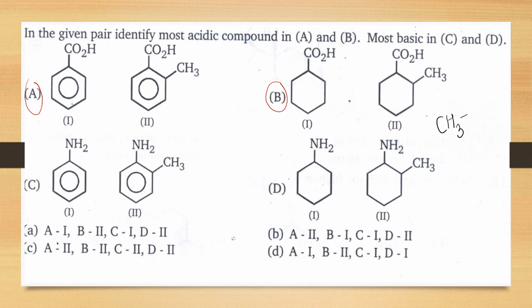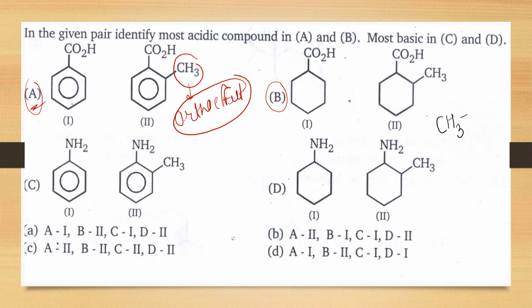So first of all, we are solving A. Which carboxylic acid will be most acidic? We know that a CH3 group is present on the ortho position of the carboxylic group. So we all know that this CH3 will show the ortho effect. So what is the ortho effect?